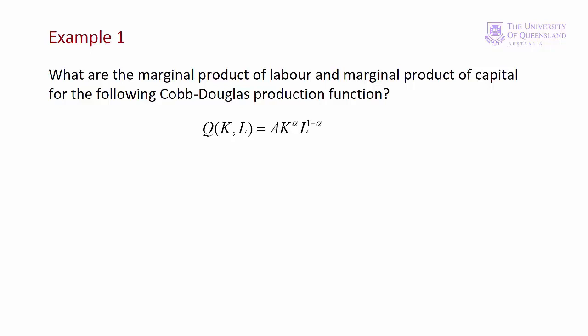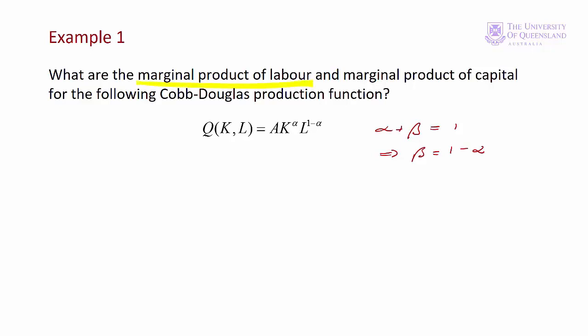We have constant returns to scale, so our exponents alpha plus beta are equal to 1. Well, that implies that beta is equal to 1 minus alpha. So we replace beta by 1 minus alpha here. We want to determine the marginal product of labour and the marginal product of capital. Let's look at the marginal product of labour first.